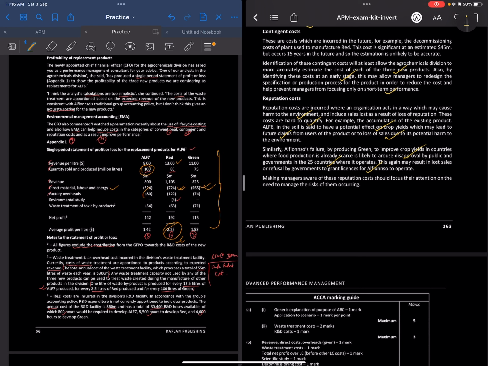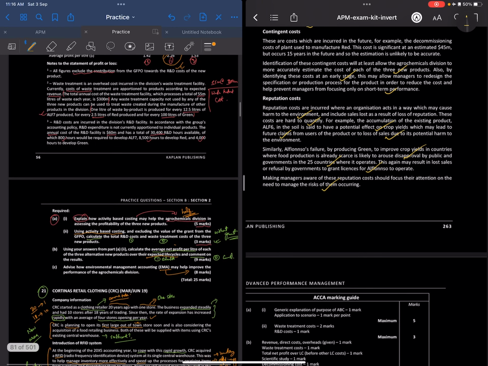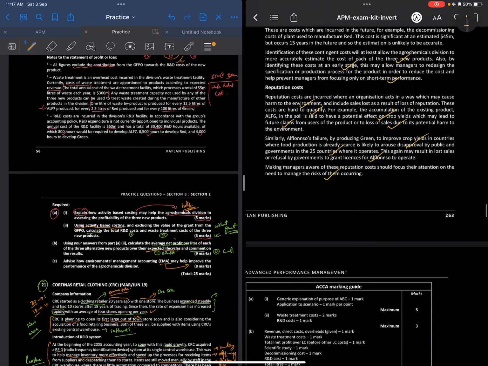So making managers aware of this reputation cost should focus their attention on the need to manage the risks of them occurring, right? So due to all these aforementioned reasons, environmental accounting would help the agrochemical division improve its performance, right? That's the ending punchline. That's it.